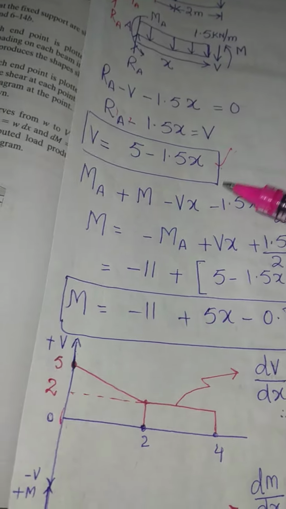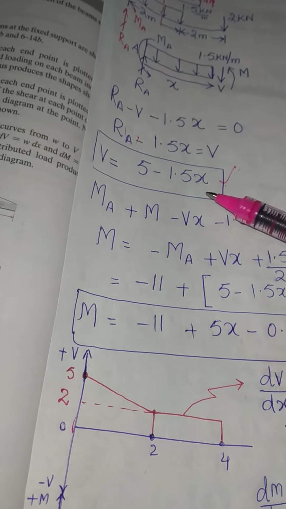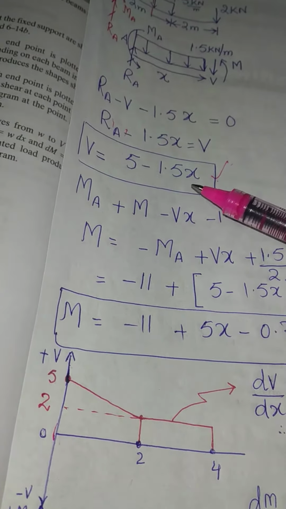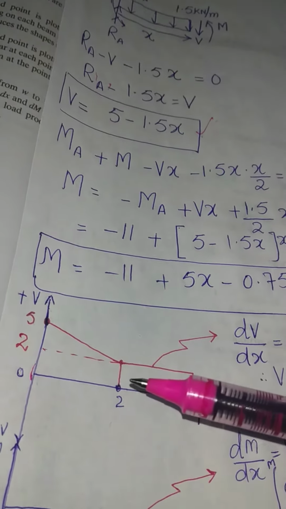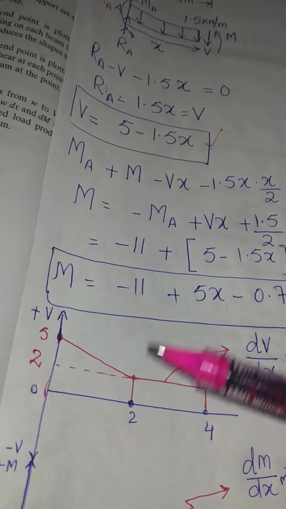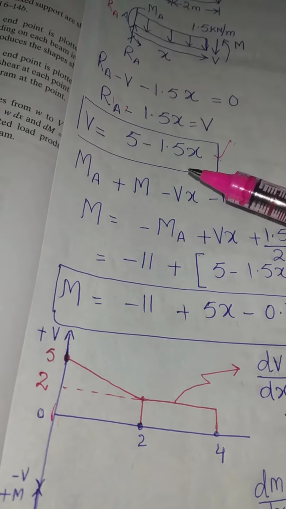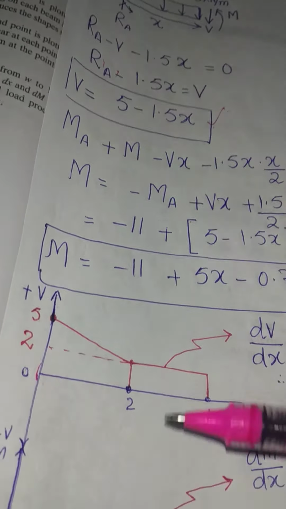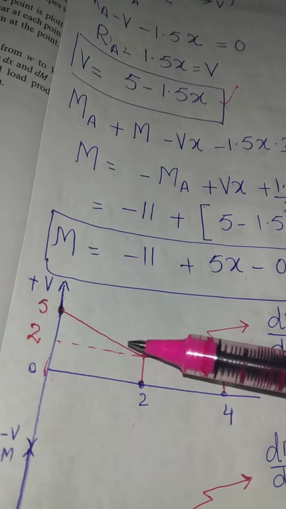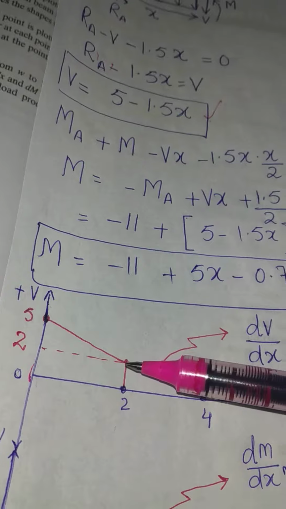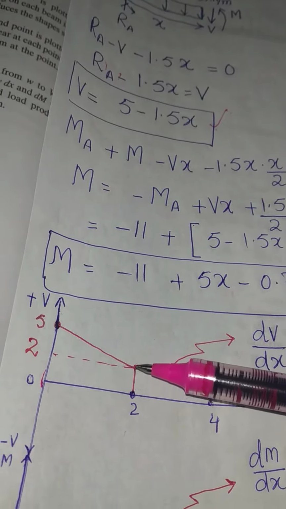Now in this equation, at x equal to 2, 1.5 into 2 is 3, so 5 minus 3 is equal to 2. So at x equal to 2, the value of the shear force is 5 minus 3, which is 2. So the value of the shear force at x equal to 2 is equal to how much? It's equal to 2.